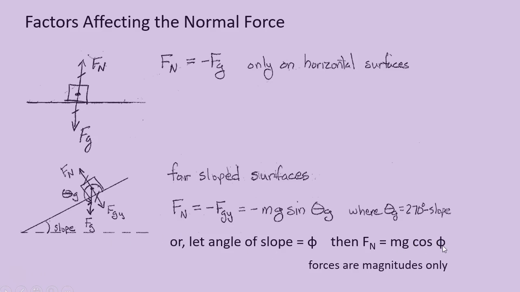I'm calling phi. A word of caution here: on the AP exam problems, they will use the symbol theta to mean the angle of the slope. So if you're given a problem and they say that theta is 30 degrees, they mean the slope is 30 degrees. They do not mean that the angle of the gravity vector is 30 degrees.